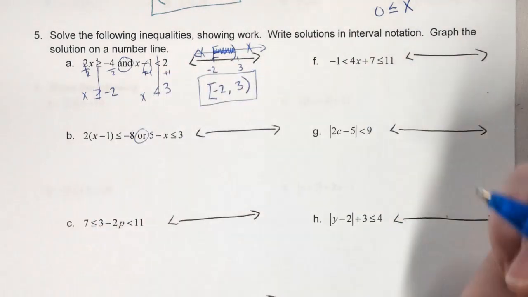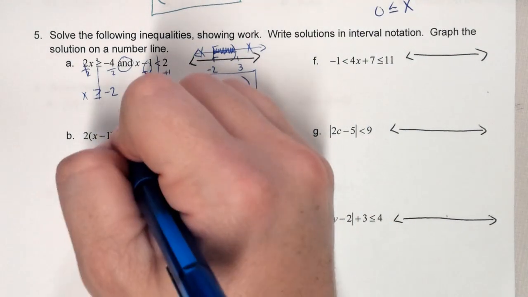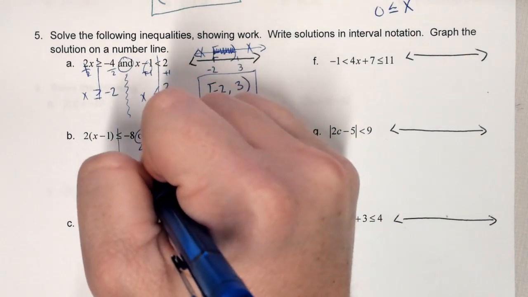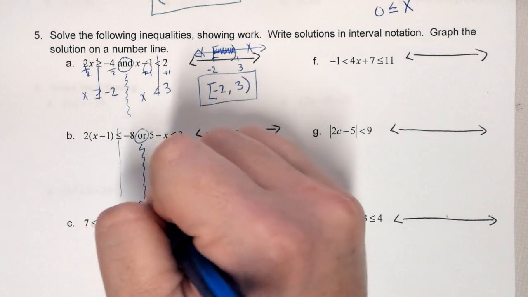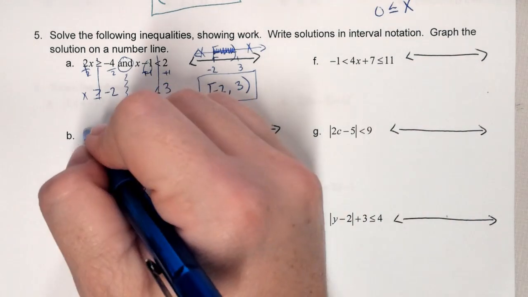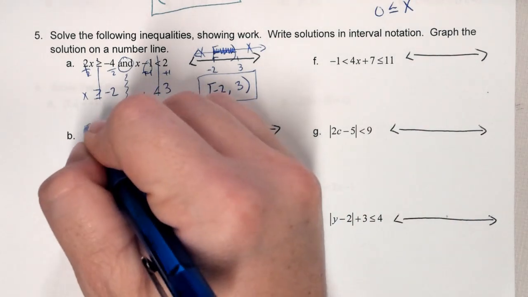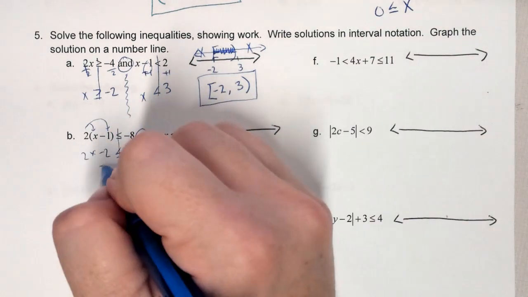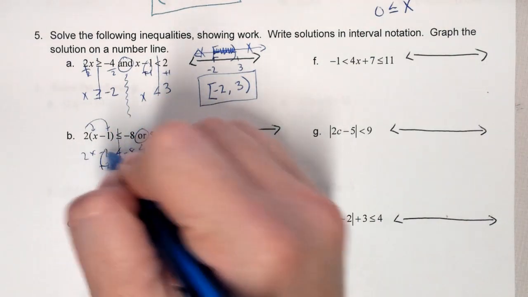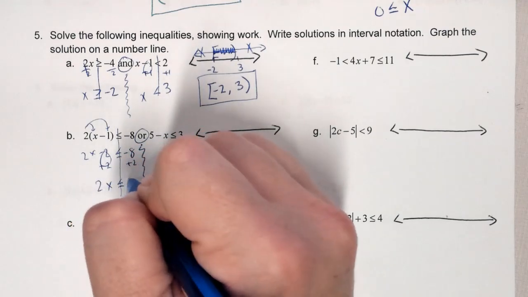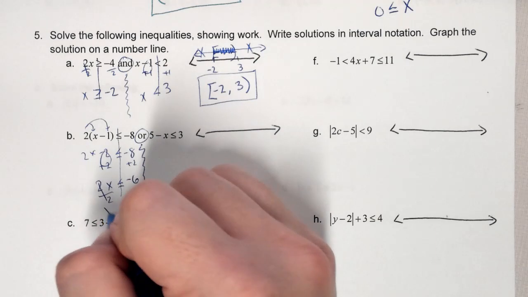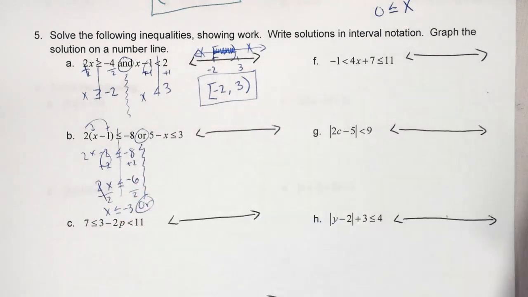This time I have an OR problem. I'm going to solve both sides. So here I have to distribute, and I get 2x minus 2 is less than or equal to negative 8. Add 2, 2x is less than or equal to negative 6. Divide by 2, and I get x is less than or equal to negative 3.